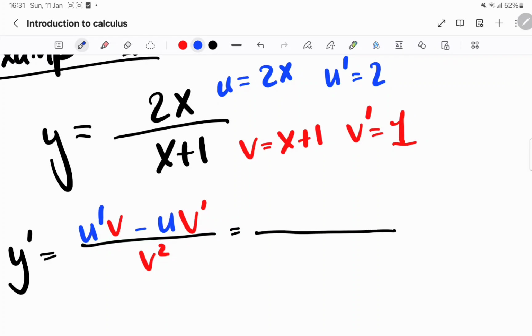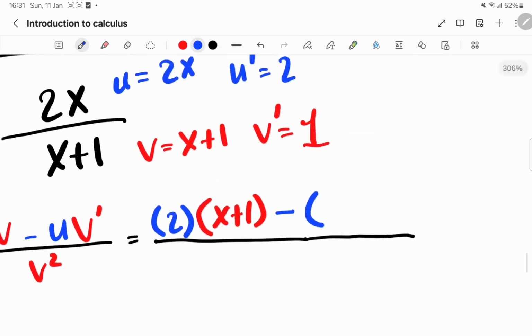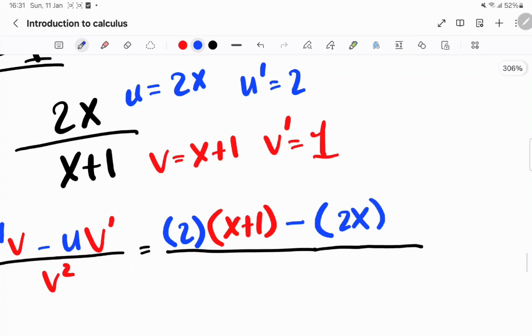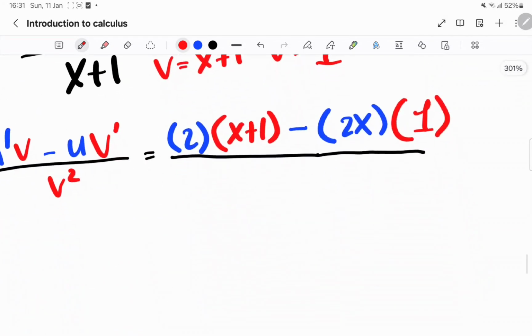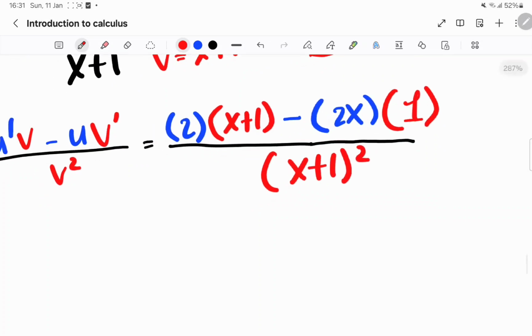Okay, so y prime would be 2, v would be x plus 1. Let me make the line a little bit longer. Minus u, which is 2x, and v prime, which is 1, all over x plus 1 squared.